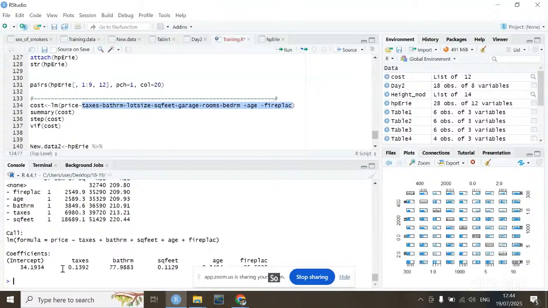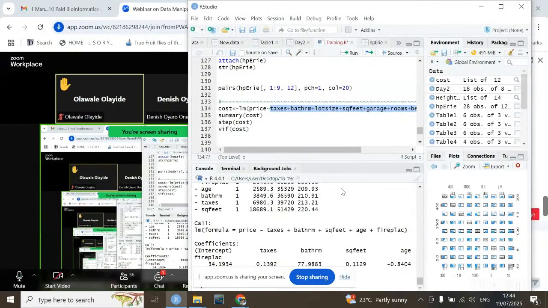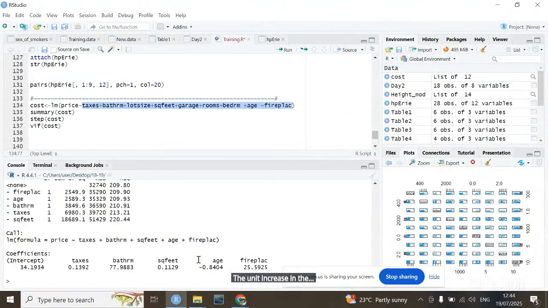So for a unit increase in tax, the price increased by 0.139. And for a unit increase in the number of bathrooms, the price of the house increased by 77.988. The same applies for unit increase in the age of the house, the price dropped by 0.84. Then with an increase in the fireplace, the price increased.